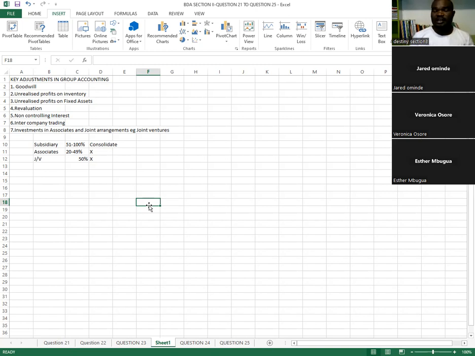If they require us to prepare profit and loss accounts, then we only take into account the profit after tax. You just take your profit after tax and that is all. So associates and joint ventures, we don't consider them during consolidation. That is what you need to appreciate. We only consolidate for the subsidiary. So percentages are very important.